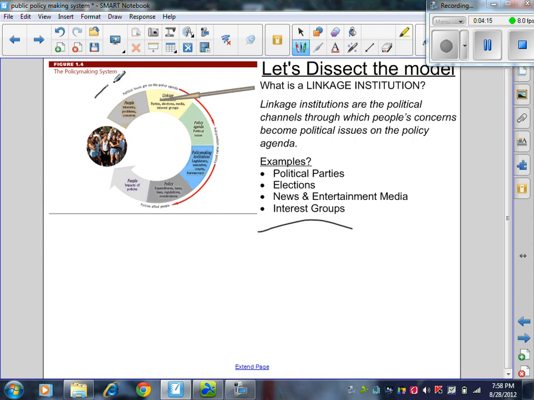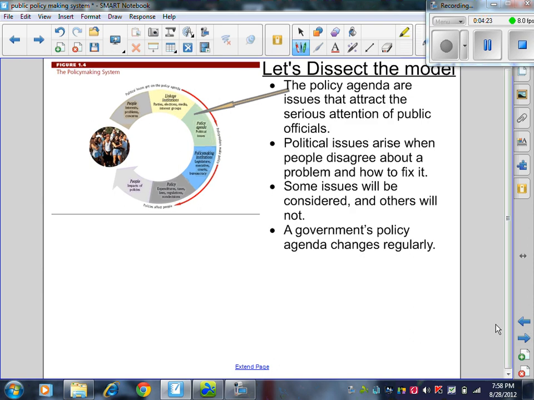So now we're moving along the policy process like this. And we come here now to the next step, which is the policymaking agenda. If we go on to the next slide, we'll see what the policymaking agenda is. Once the linkage institution makes that issue or concern from the people well known, then those issues attract the attention of public officials. So the agenda is actually the agenda of, and let's go ahead and highlight this.